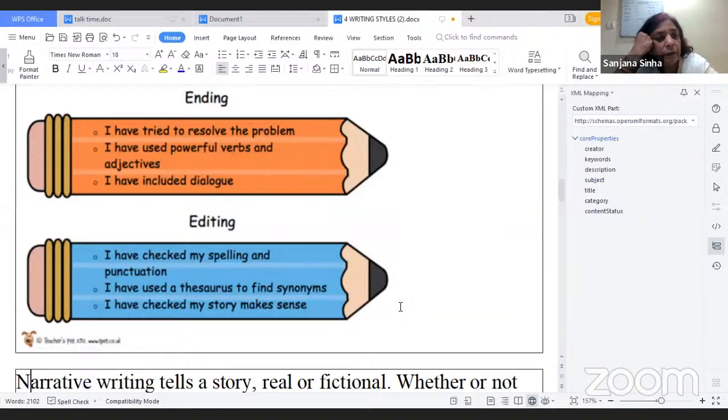Like in a film, what do you see? What happens at the very end? There are powerful scenes, powerful verbs, powerful action, in which you will see that the problem is being solved. Either the villain gets beaten up, whatever happens, there are some powerful action shots that you have to create in your writing using powerful verbs and adjectives. And here you have to include dialogues. Who said what?